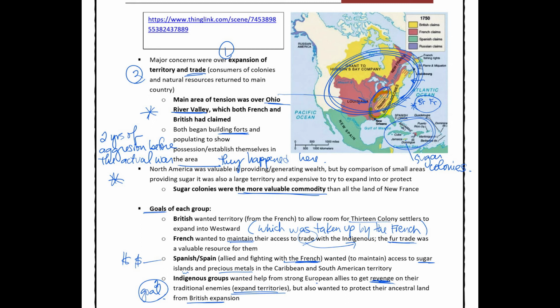And the indigenous group is the other part of this. They wanted help from the European allies so that they could continue their battles against competing bands and tribes. Also to expand territory that they had access to. But another significant goal, so there's two goals here for the Aboriginals. So ally with French or British to their own benefit, but also they recognized that British expansion goal and they wanted to protect against it.